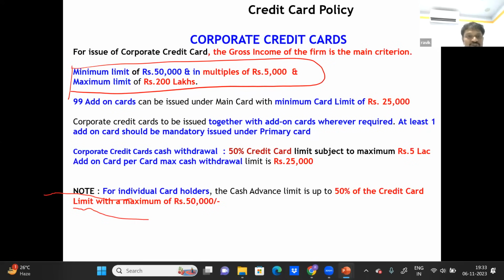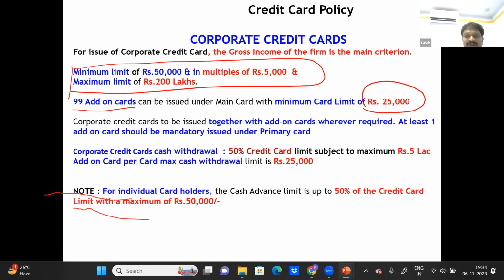Then we can issue 99 add-on cards. The number is very good, we will remember. 99 add-on cards can be issued under the main card with a minimum card limit of 25,000 rupees. Company employees will be there, right? Those employees will be issued cards. How many cards? Maximum is 99, and 25,000 per card is the minimum card limit, not the maximum. So remember, both are very important. Corporate credit cards are to be issued together with add-on cards wherever required. At least one add-on card must be issued under the primary card. One card is mandatory.